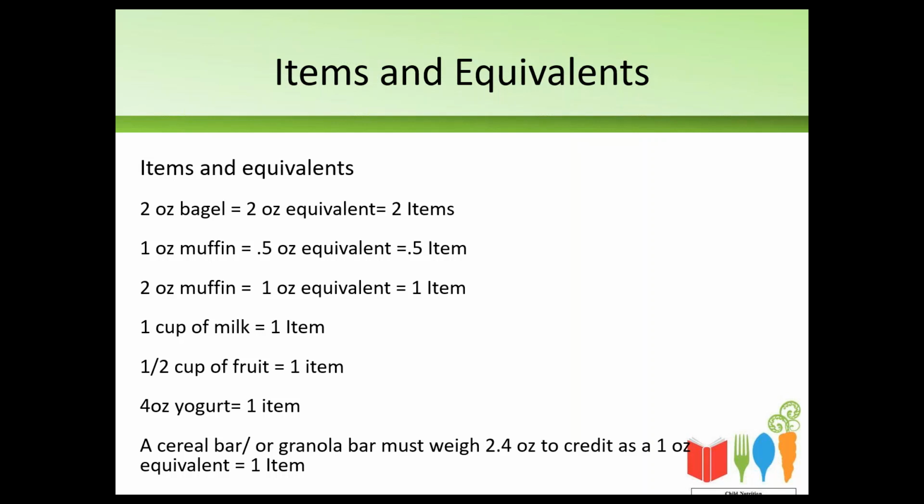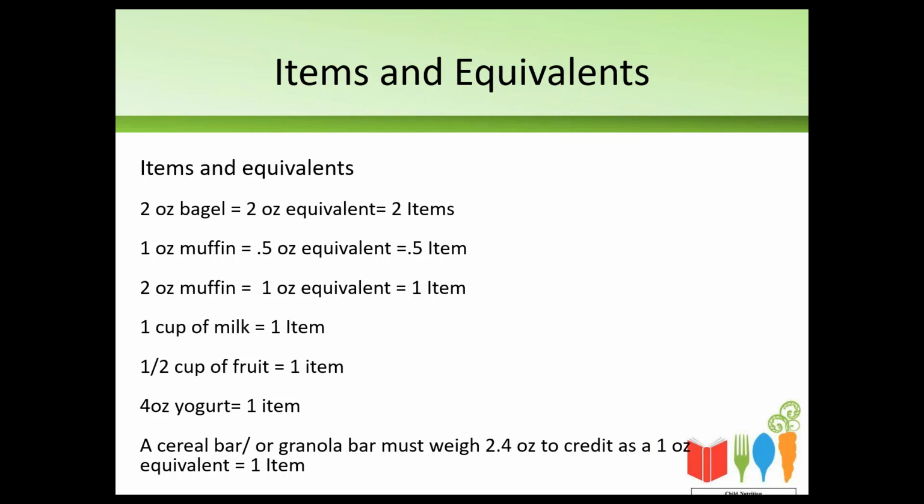Here you can actually see the weight or measure of an item, the serving size equivalent, and the item equivalent. For example, a 2 ounce bagel is a 2 ounce grain equivalent and will equal 2 items. For milk, a 1 cup serving of milk equals 1 breakfast item.